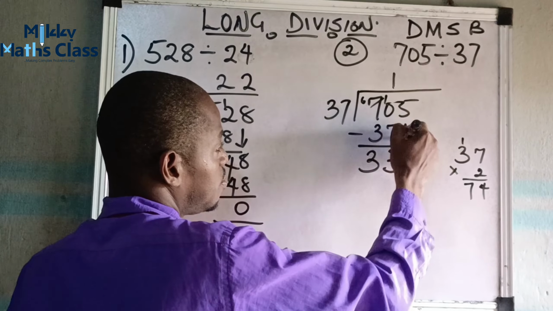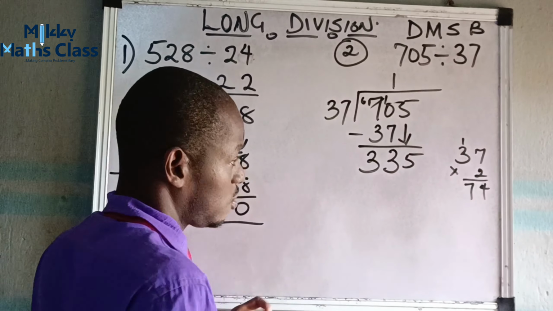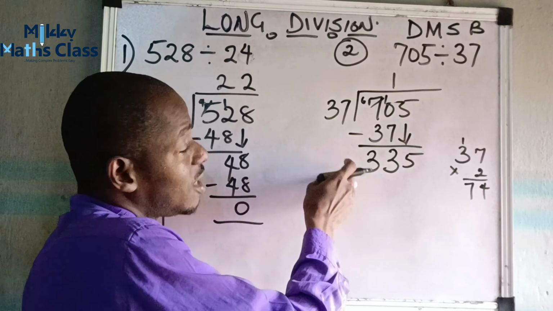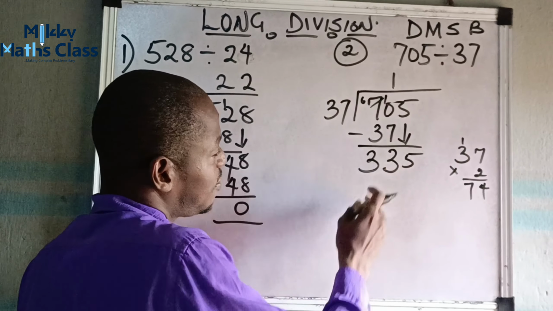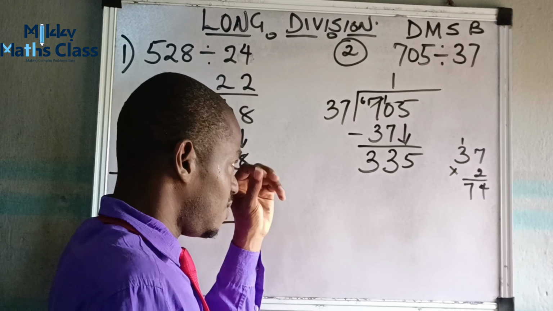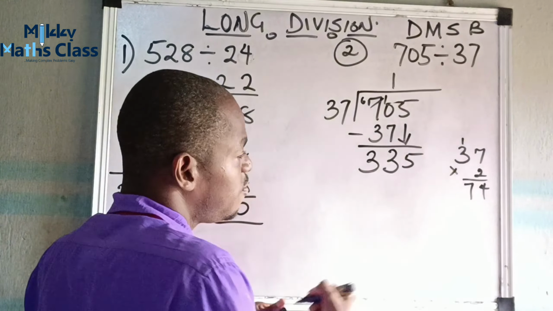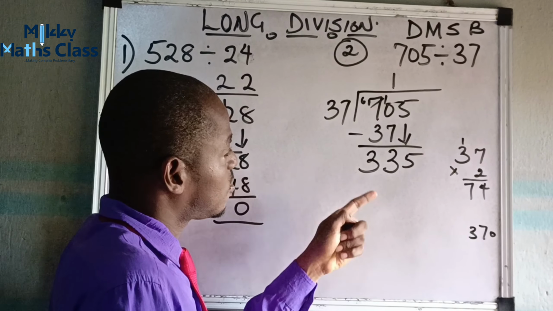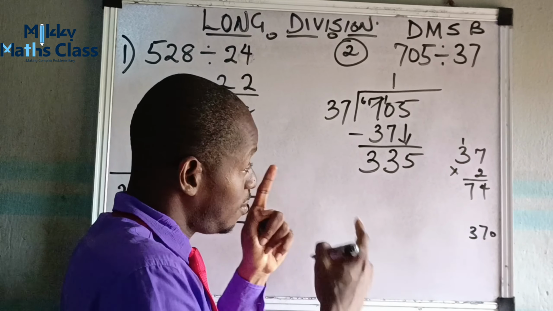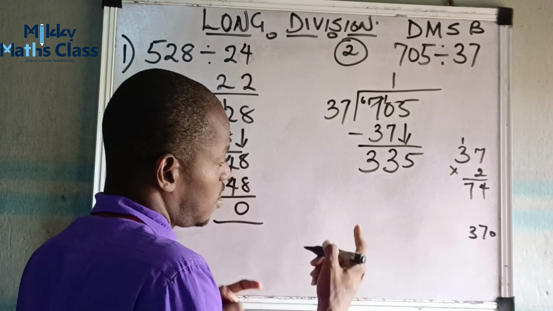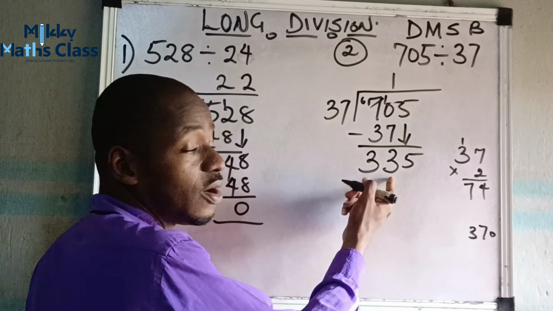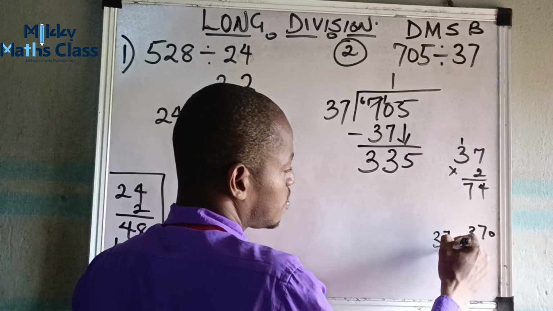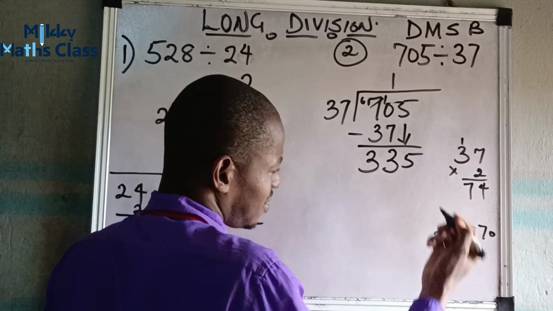We'll bring down the 5. Wow, this is a large number. Okay. Then we repeat the process again. We divide 37 in 335. Now, what I can do, I know that 37 times 10 will give me 370. So let me use a number that is close to 10 to multiply to see if I will get what is close to this. We can try out 8, or let's try out 9.